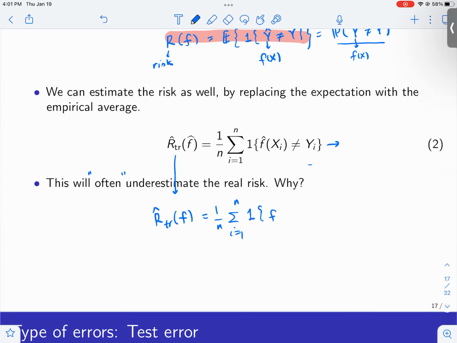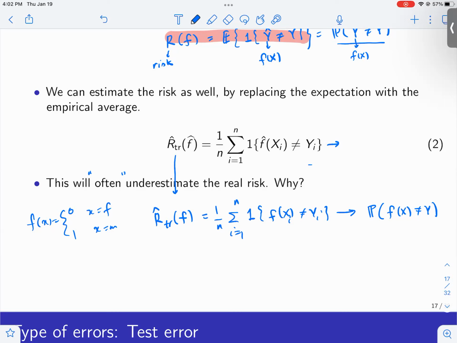I fix one f, let's say f of x is, in our case, x is female maybe 0, x is male is 1, or the flipped one, some other one maybe. But this f of x_i not equal to y_i. Can I say that this converges in probability, as n goes to infinity, to the probability that f of x is not equal to y? Is that true?